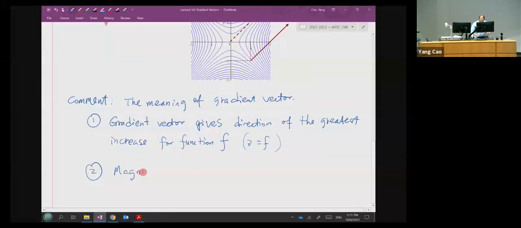The second statement is the magnitude of the gradient vector. The first statement is about its direction. The second statement is about its magnitude. And the magnitude of this gradient vector gives the rate of increase.